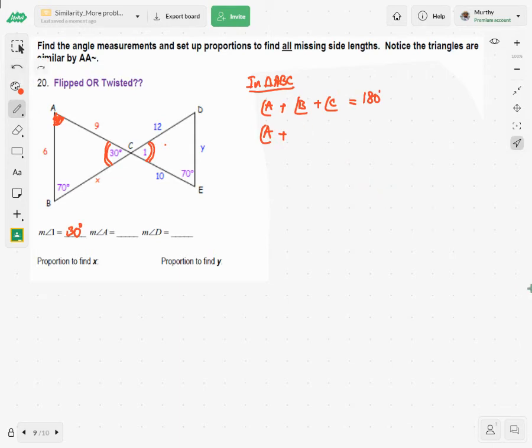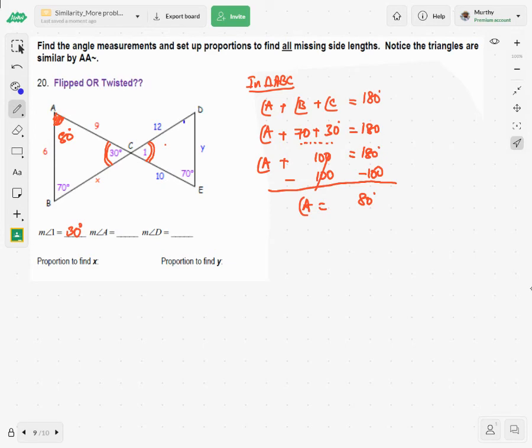This is 70 degrees. Angle C is 30 degrees. So 70 and 30, that is 100 degrees. So angle A plus 100 is 180. We go for the inverse operation, and we get angle A equals 80 degrees. So this is 80 degrees. Perfect. In the same way, you have to compute the third angle.